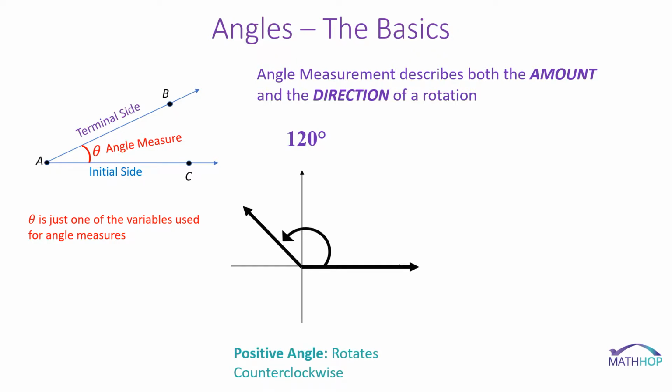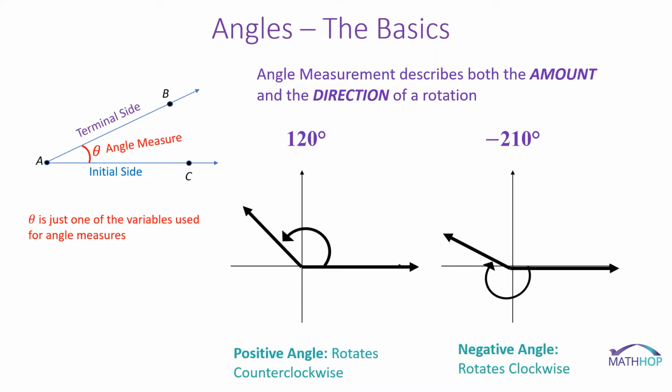On the flip side, negative angles, if we have negative 210, again, 210 tells us the amount of the rotation. Notice we start at the initial side, but this time we are going to rotate clockwise. That's because it is a negative angle. Negative angles simply rotate in the opposite direction. So you're going to go clockwise. This would be 180, go 30 more degrees, and we are here at negative 210 degrees. So negative angles, nothing to be afraid of. They just rotate clockwise, the opposite direction from what we are used to.